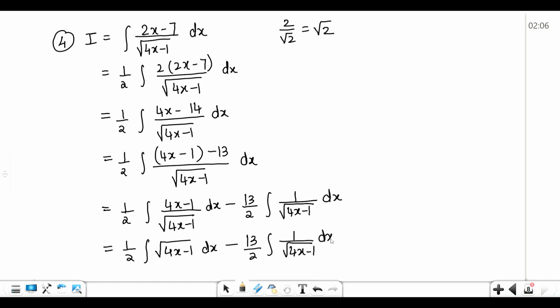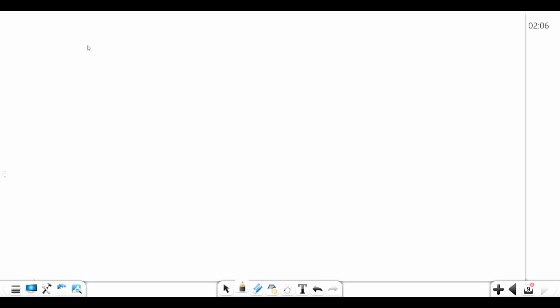Okay, so we'll take it on the next page. I'll write the first term as (4x - 1)^(1/2), since it is a square root, so we can write it as power half, minus 13/2 integration of 1 upon square root of (4x - 1) dx.